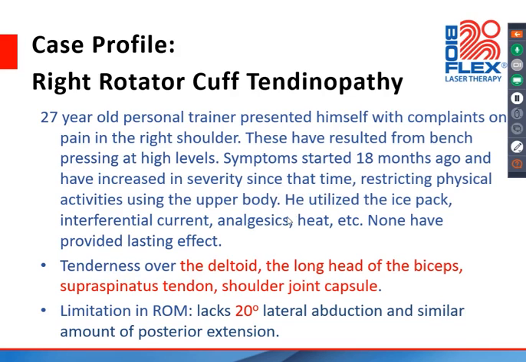There were issues with restricting physical activities. They were using ice, they tried heat, analgesics, IFC. Nothing was providing overly long-lasting effects. Upon palpation, there was pain over the deltoid, the long head of the biceps, supraspinatus tendon, and shoulder joint. I should mention that about 1/3 of the cases of rotator cuff pathologies have biceps involvement.